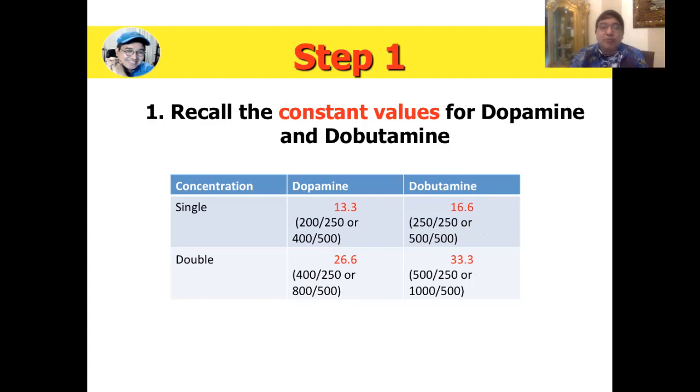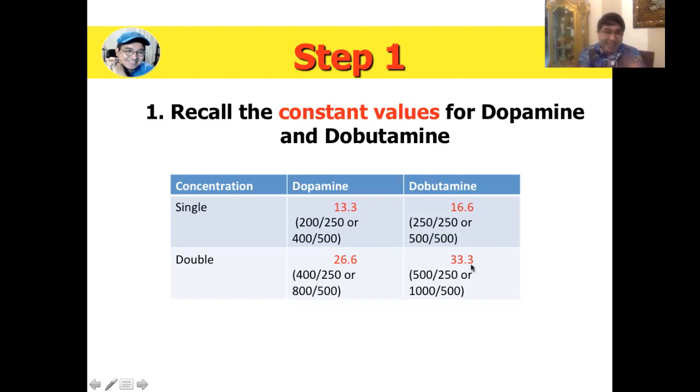So you won't get confused and you don't have to memorize a lot of numbers. All you have to do is memorize the single concentration constant for dopamine, that is 13.3, and multiply that by 2 for double concentration solutions. For dobutamine, just memorize 16.6 and multiply that by 2 for double concentration solutions.